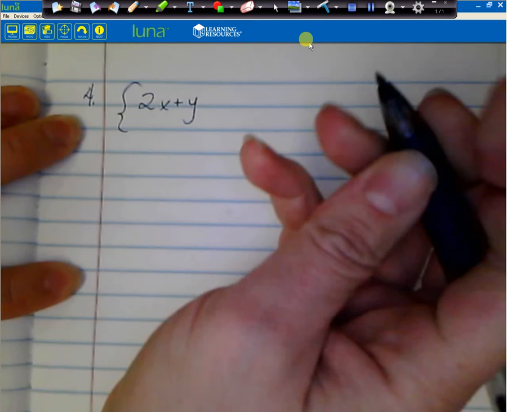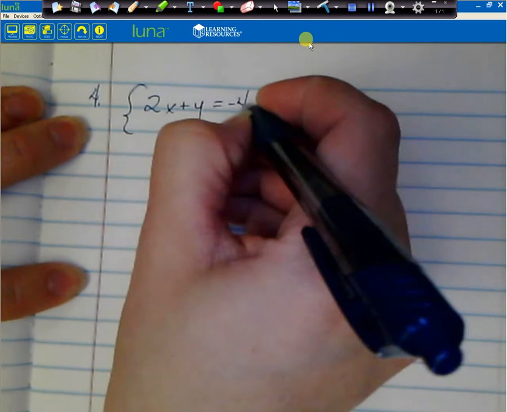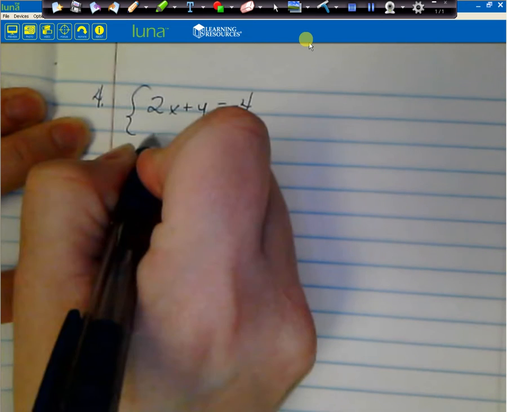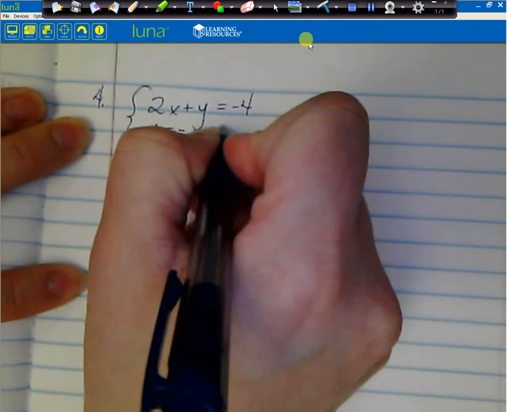All right, number 4. Go ahead and write down your system. You have 2x plus y equals negative 4, and x equals negative y minus 7.